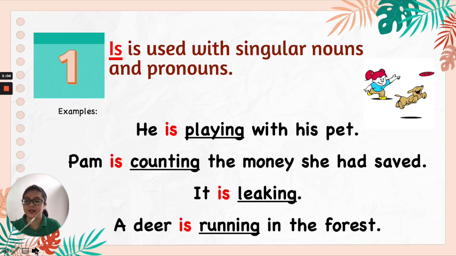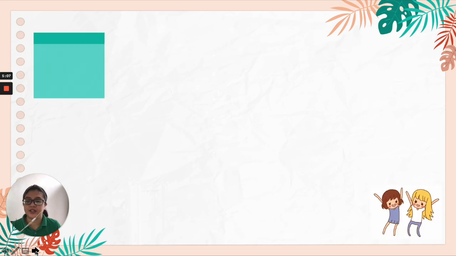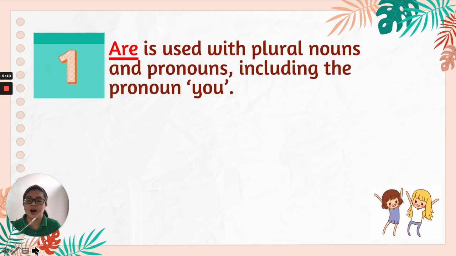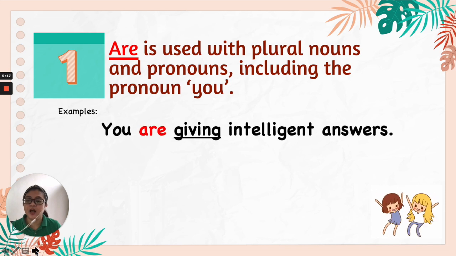Okay, now let's go to the next word, which is the word are. Are is used with the plural nouns and pronouns, including the pronoun you. So, for example, you are giving intelligent answers. Again, the pronoun you can be used for both singular and plural nouns, but when you write it with an ing form of a verb, you have to use it with the helping verb are.